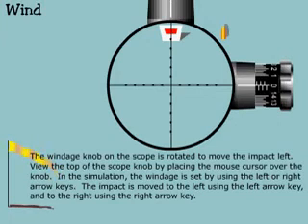View the top of the scope knob by placing the mouse cursor over the knob. In the simulation, the windage is set by using the left or right arrow keys. The impact is moved to the left using the left arrow key, and to the right using the right arrow key.